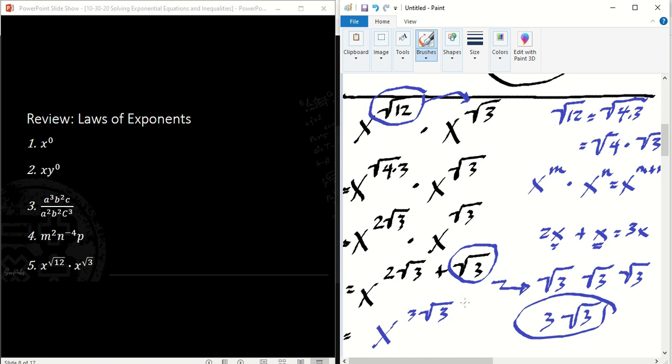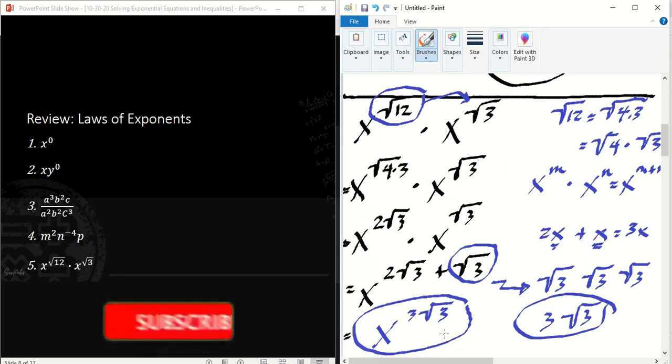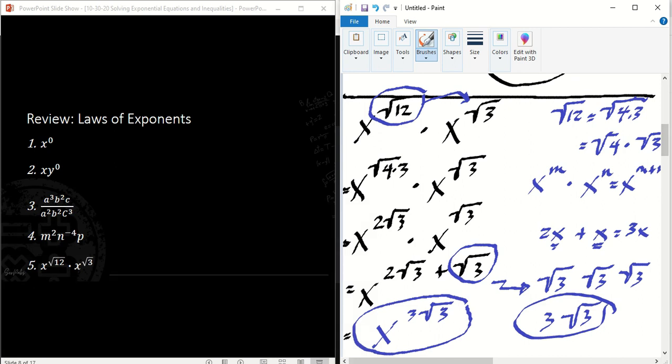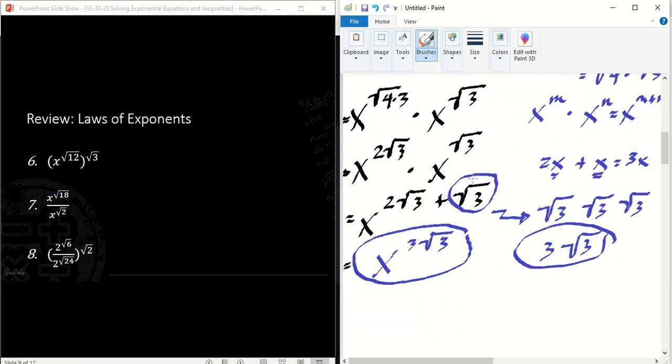Okay, so ito yung final answer. So that will be 3 pala, hindi pala 2, sorry. Isa, dalawa, tatlo, 3 square root of 3. So x to the third power square root of 3. Okay, so ayan yung number 5. So i-review mabuti, tingnan mabuti. So let's proceed. Yan, example 6.